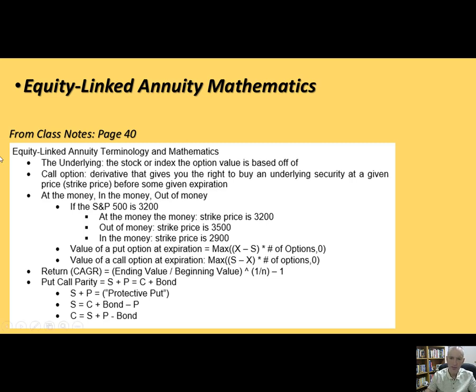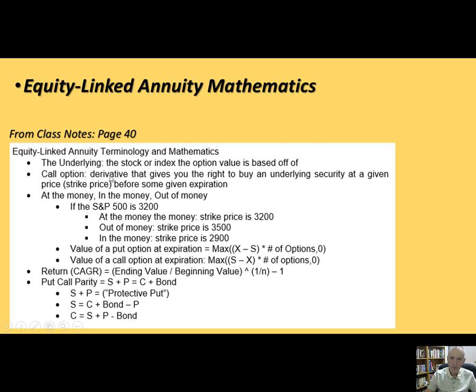So we'll be using the S&P. We'll be using a call option. A call option is a derivative. A derivative is a special type of security that derives its value from something else, in this case from the underlying S&P 500 or MetLife stock. An option gives you the right, not the obligation, but the right. So you have the choice. That's why it's called an option. To buy an underlying security at a given price, we call that the strike price, before some given expiration.